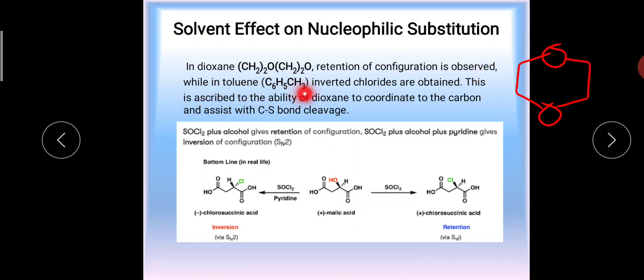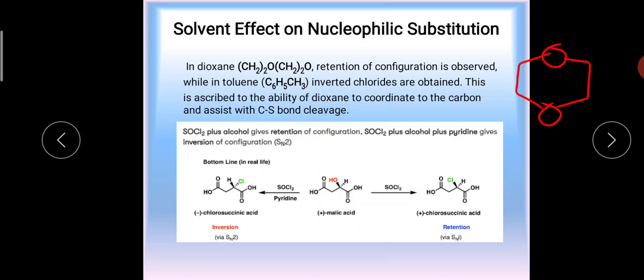While in toluene, you see that there is an inversion in configuration. This is ascribed to the ability of dioxane to coordinate with the carbon and assist the C-S bond cleavage. So again the same thing happens as the mechanism you had seen when you had added a base like pyridine to your reaction mixture.